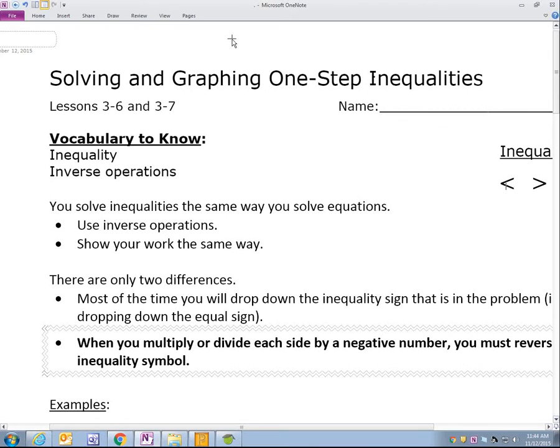Solving and graphing one-step inequalities. Where did that Spanish go? Solving and graphing one-step inequalities. The graphs didn't translate, but you can follow along.